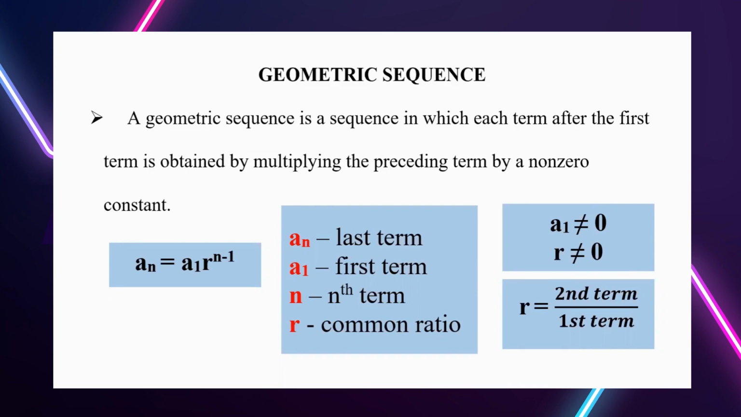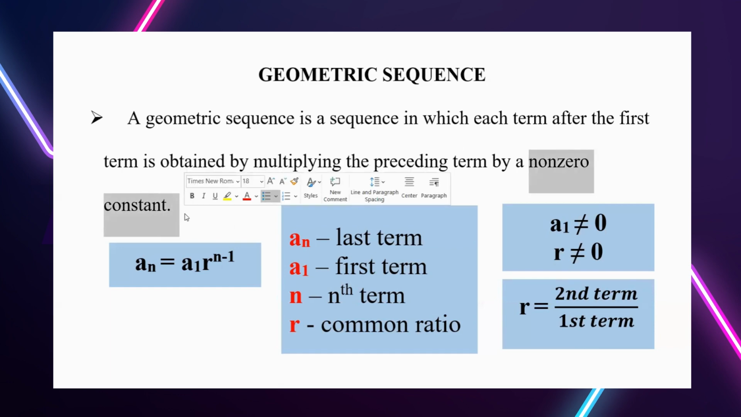Sa video ito, pag-uusapan natin ang geometric sequence. A geometric sequence is a sequence in which each term after the first term is obtained by multiplying the preceding term by a non-zero constant. Ibig sabihin, ang geometric sequence ay isang klase ng sequence na kung saan meron itong non-zero constant o ang tinatawag na common ratio. Ito ang ginagamit nating multiplier sa ating preceding term para makuha ang susunod na term of the sequence.